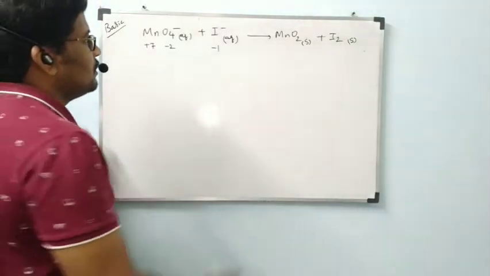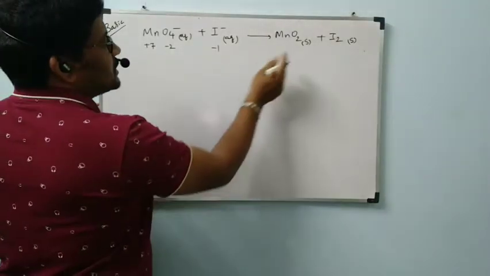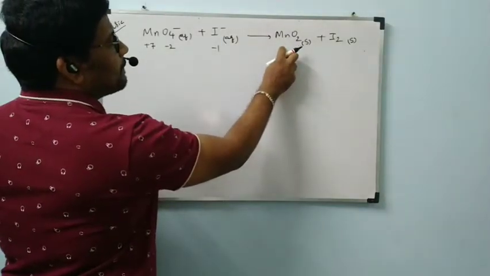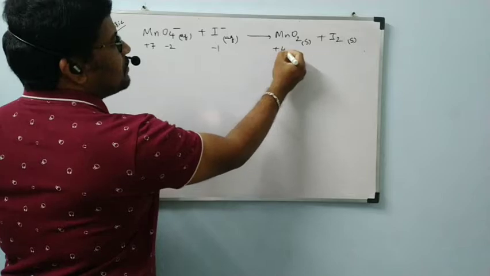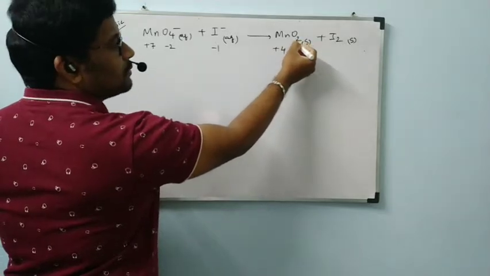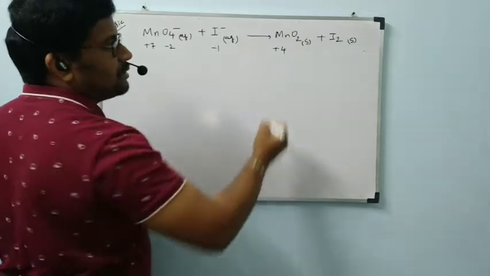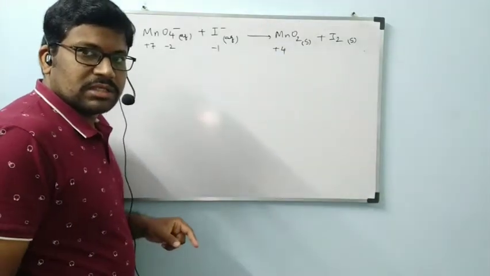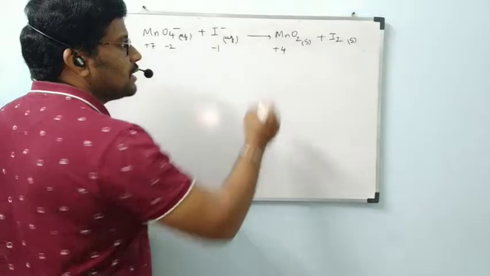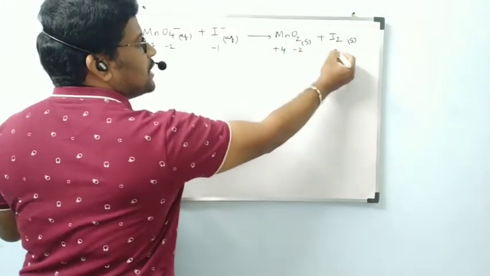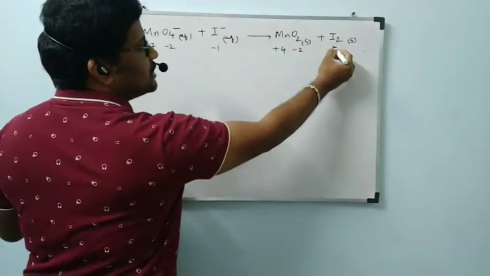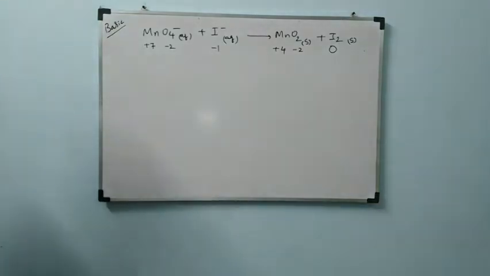Next, coming to MnO2, manganese is plus 4, because x minus 4 is equal to 0, so x is equal to plus 4. You understood how to calculate the oxidation number. Oxygen minus 2, iodine in its elementary state is 0.